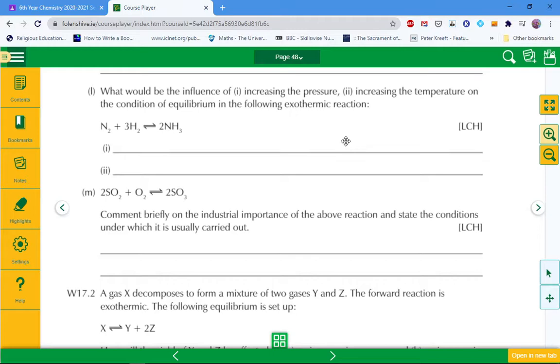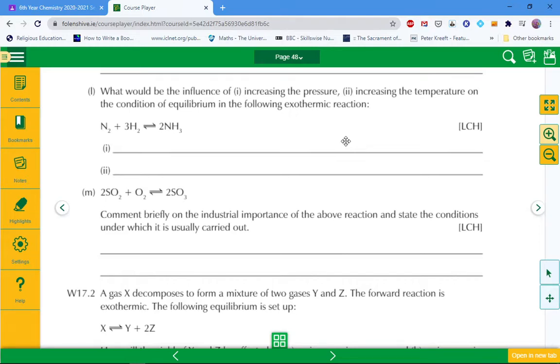Now think, if I increase the temperature, that's my stress. The system tries to bring the temperature down, and the only way that the system can bring the temperature down is by favouring an endothermic reaction, which we said at the beginning was the backward one. So if I increase the temperature, the equilibrium is going to move towards the left hand side and favour the presence of N2 and H2.